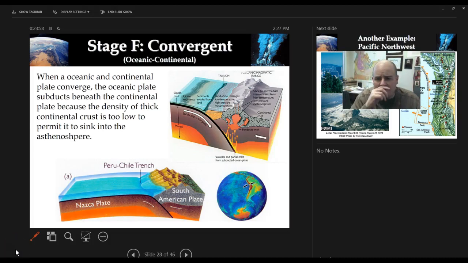Okay, so last time we finished up on talking about the basic types of convergent boundaries. Now we need to go into a little bit more about the details of these convergent boundaries. The first one I want to talk about is the oceanic-continental crust convergence.